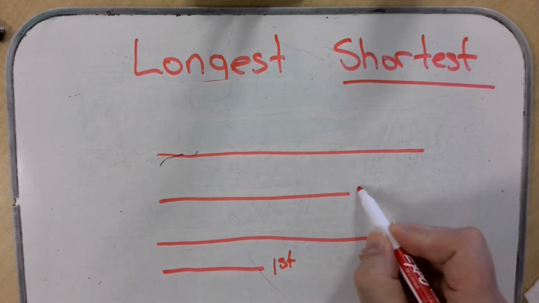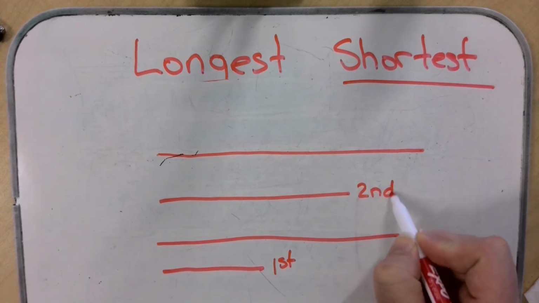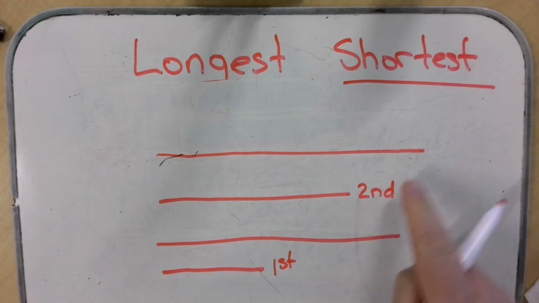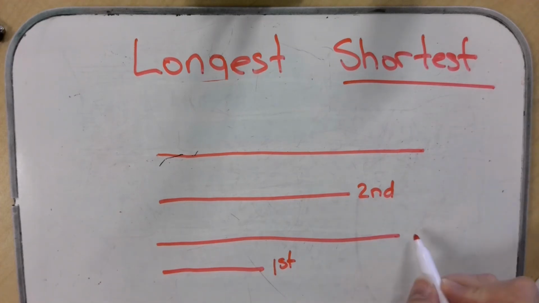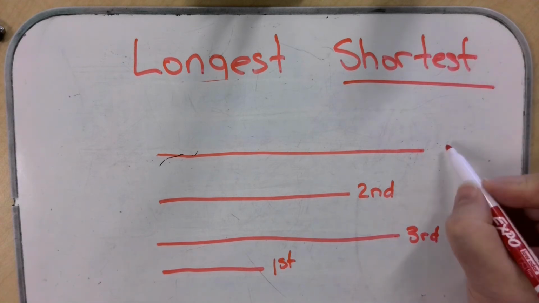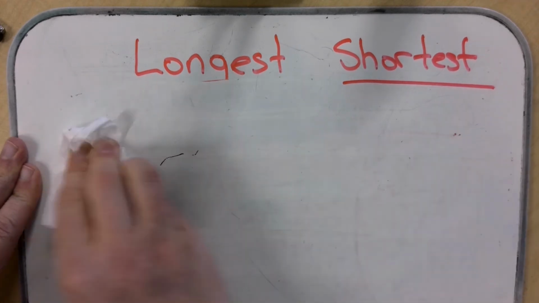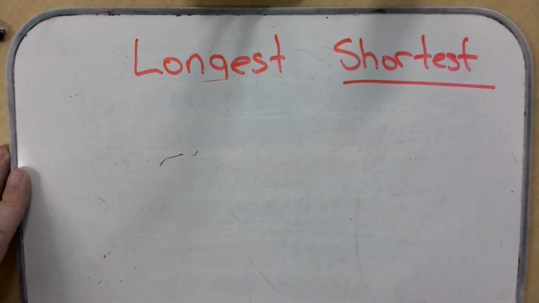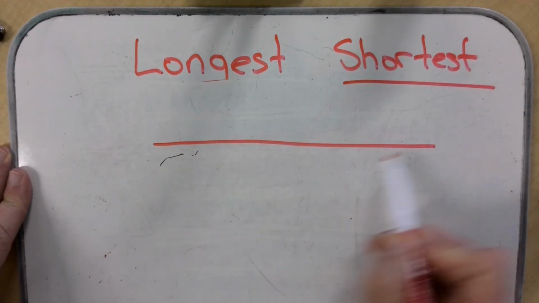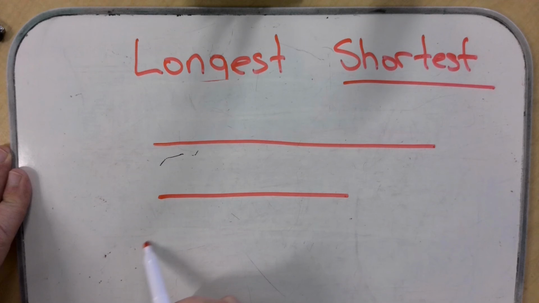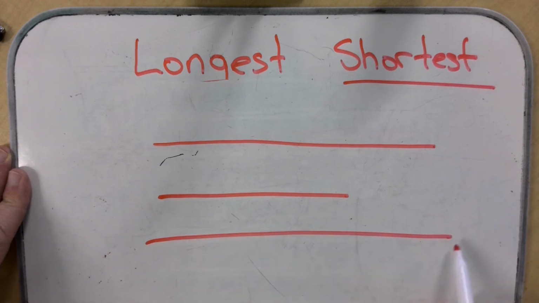And then I have my second shortest line, my third shortest line, and my fourth shortest line. So you might be asked a question just to identify, without putting them in order, which line is the third longest.